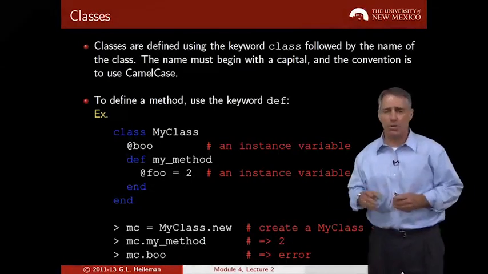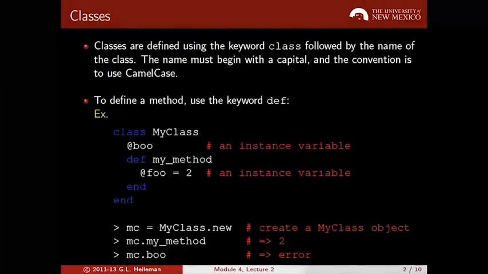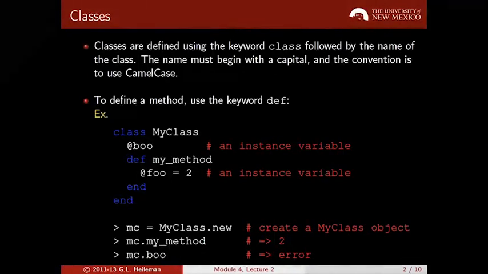So here's an example. A class called myClass. I wrote myClass in camel case using the keyword class. And then there's an instance variable that I've defined called boo. And instance variables, we'll talk more about this shortly. We put that @ symbol in front of them. And then I've defined a method called myMethod. And notice the convention there is different.